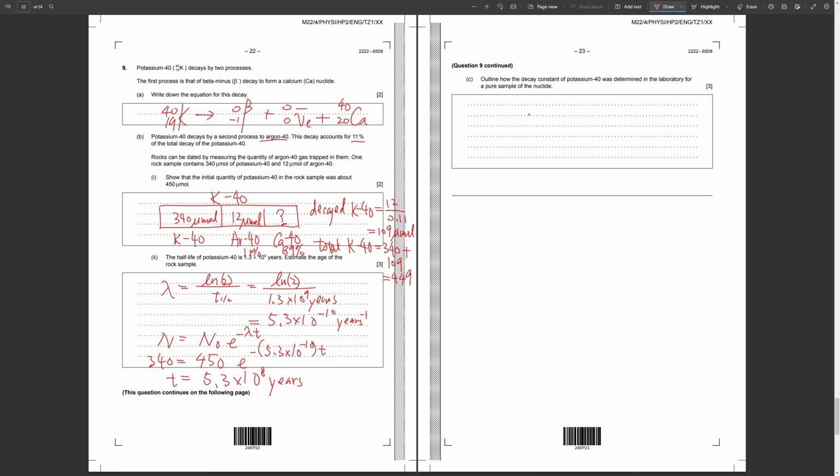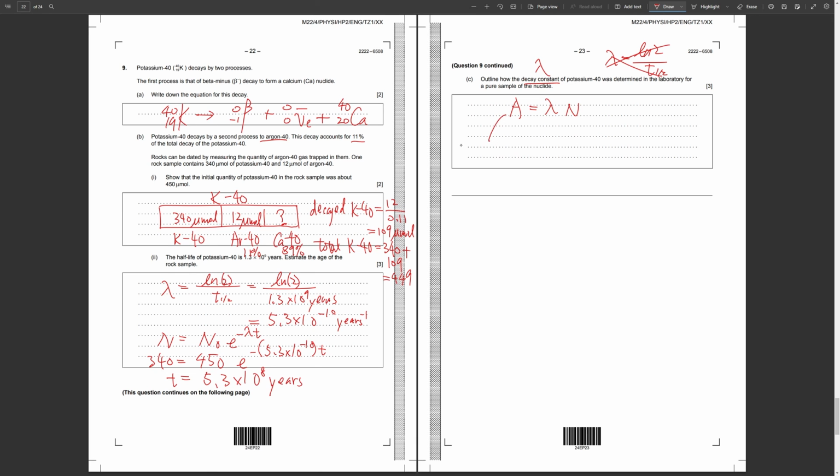In part C, you're going to outline how the decay constant is determined in a laboratory. It is impossible to use the equation natural log 2 over T half anymore. The reason is that the half-life of potassium is billions of years. We cannot carry out an experiment for billions of years, so we should abandon this idea. We use something else. This is the equation you need, but unfortunately, it is not provided in your formula sheet, so please memorize this equation as well.